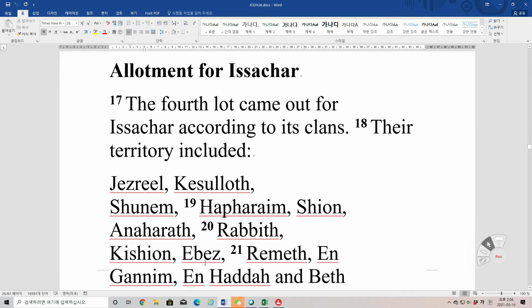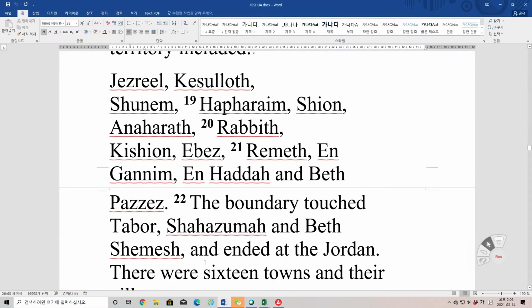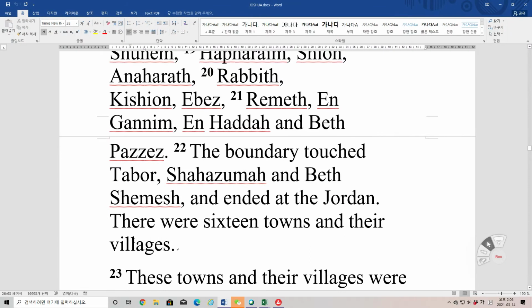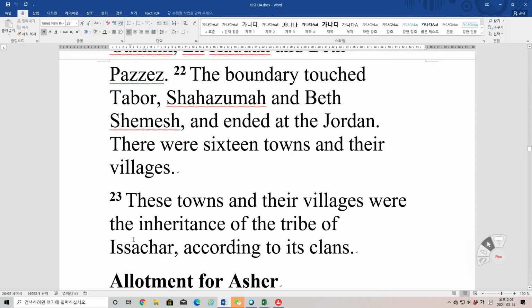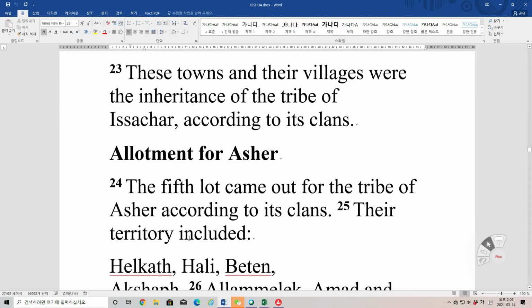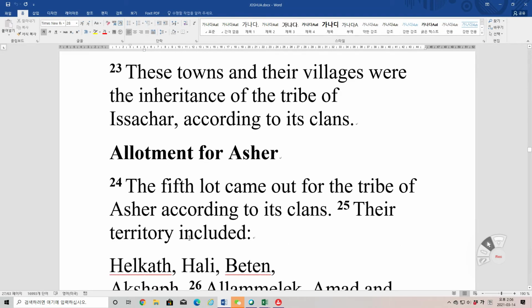Allotment for Issachar. The fourth lot came out for Issachar according to its clans. Their territory included Jezreel, Kesuloth, Shunem, Hapharim, Shihon, Anaharath, Rabith, Kishion, Ebez, Remeth, En-Ganim, En-Haddah, and Beth-Pazzez. The boundary touched Tabor, Shahazumah, and Beth-Shemesh, and ended at the Jordan. There were 16 towns and their villages. These towns and their villages were the inheritance of the tribe of Issachar according to its clans.